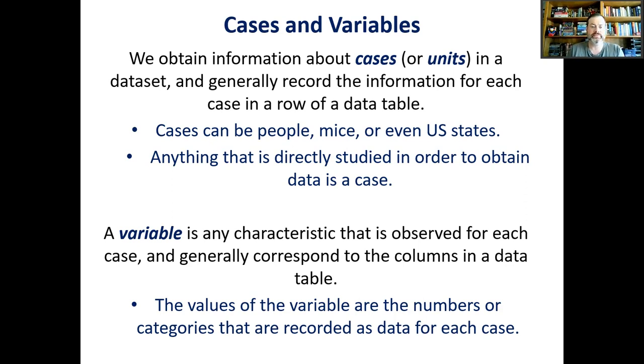A variable is any characteristic that is observed for each case, and these variables generally correspond to the columns in a data table. The values of the variable are the numbers or categories that are recorded as data. So the idea here is that when we use data, and you're going to have 3 labs, your first 2 labs have data organized in this manner, what we're looking at here, where the cases are the rows and the variables are the columns.